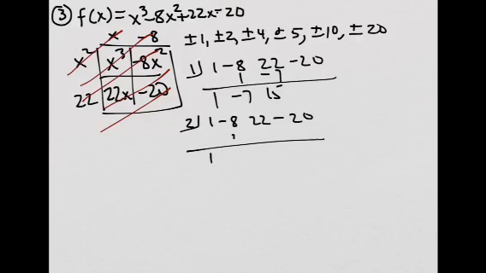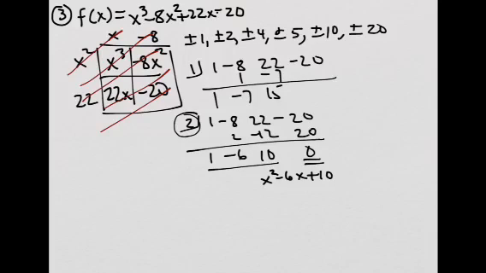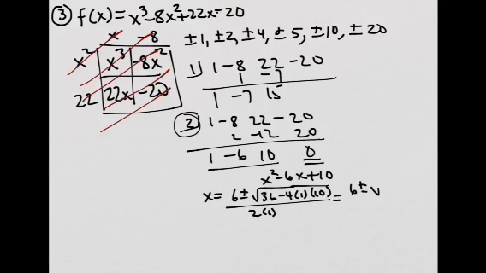Bring down the 1. Negative 6, negative 12, 10, and this one works. We got a remainder of 0, so that means that this is a factor. And so is this. This is x squared minus 6x plus 10, and that does not factor. So we have to use the quadratic formula. So x equals negative b plus or minus the square root of b squared minus 4 times a times c all over 2a. So that's 6 plus or minus the square root of negative 4 over 2.